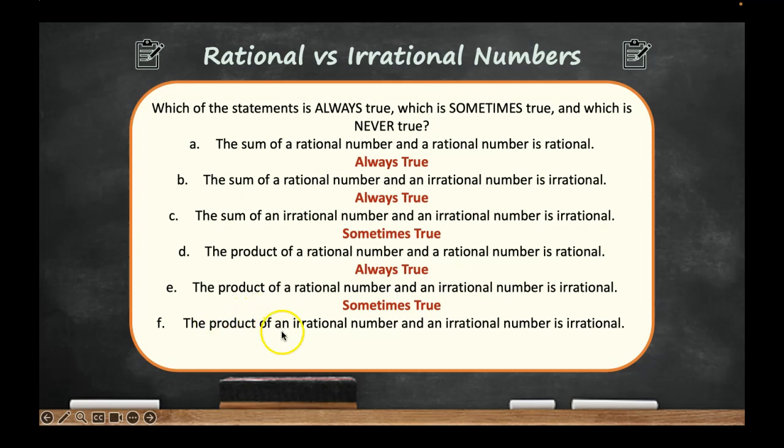And the last one, the product of an irrational number and an irrational number is irrational. Another one that's sometimes true. Because let's go back and use square root of 3 again. If I took square root of 3 and multiplied it by square root of 3, the two irrational numbers, I multiply them together, I get square root of 9. Square root of 9 is just 3 without the square root at all, which is a rational number.